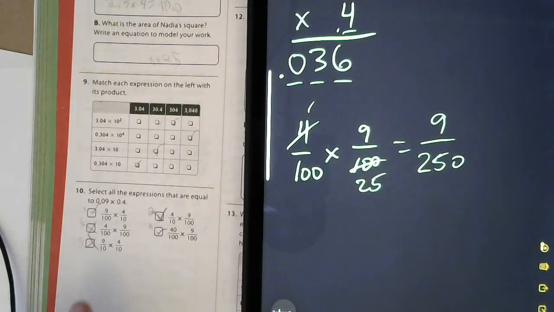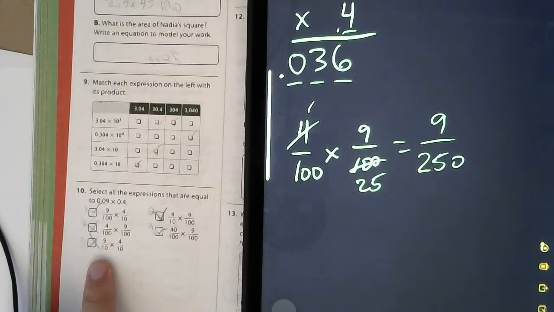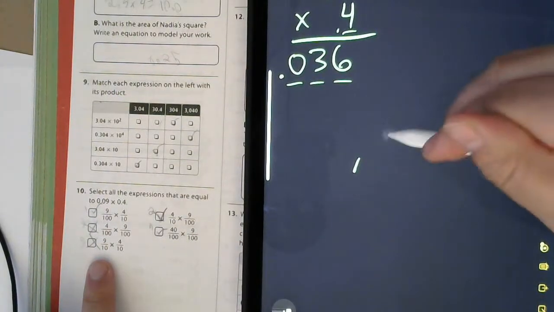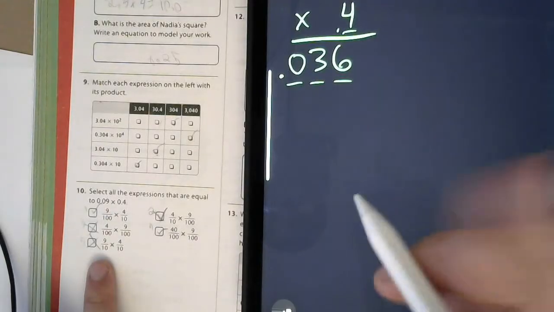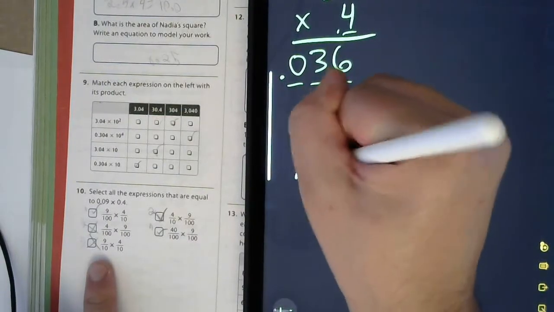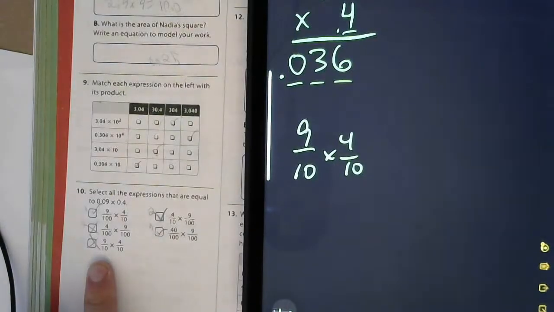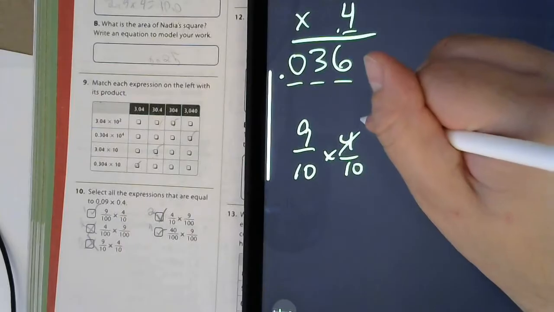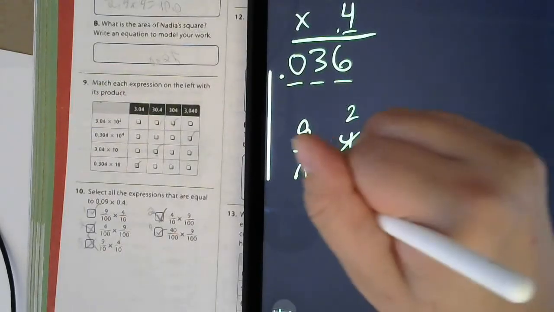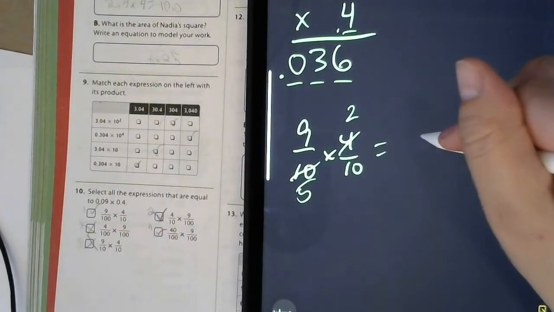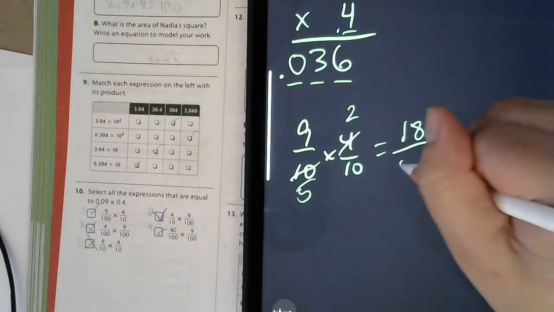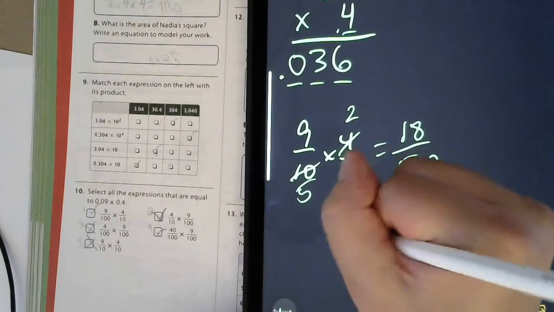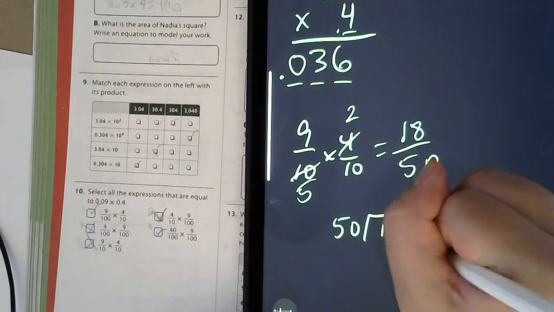The next one we see here, it says 9 tenths times 4 tenths. Let me write that one out. Again, cross simplification is great. So 4 and 10 both have a common factor of 2. 2 goes into 4 twice. It goes into 10 5 times. Now I have 18 over 50. Now to turn that into a decimal, I'm going to divide. I have 50 and I have 18.